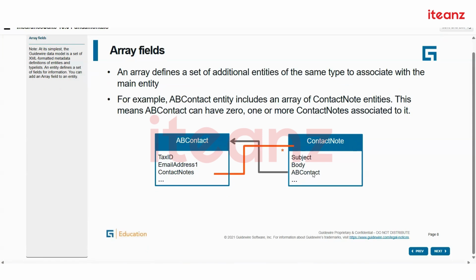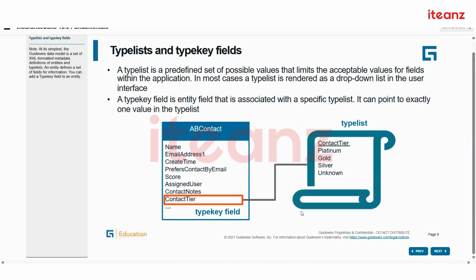So the AB contact here is a foreign key, and contact nodes is going to be an array actually. So this is a foreign key to array relationship. Okay, so this is what I think we have discussed earlier, the same thing.